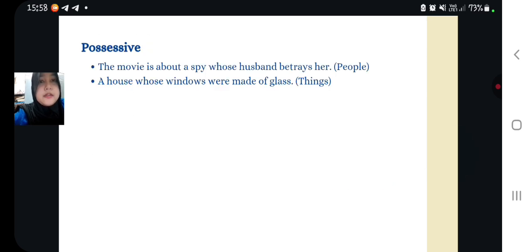For possessive: the movie is about a spy whose husband betrays her. That's the whose for people. And then: a house whose windows were made of glass, for things. Whose is for things.